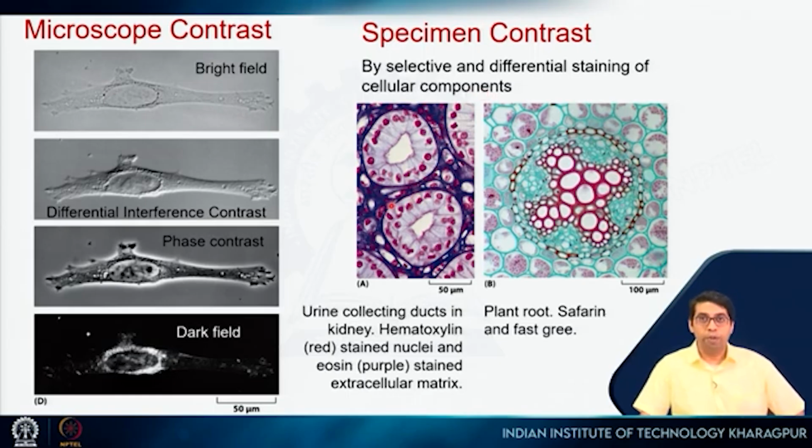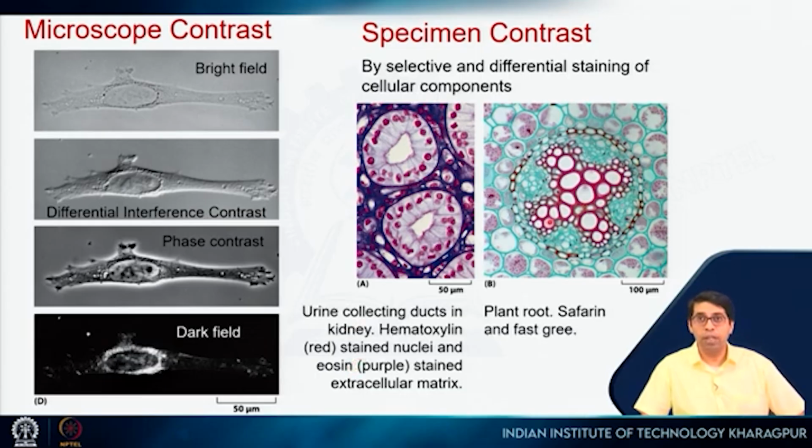microscope. For example, what you see here is the urine collecting ducts in kidney. All these cells you can sort of see from the outline, the cells are there. The nuclei are stained red using hematoxylin, which gives a red color, and then this extracellular matrix is colored purple by another dye, which is eosin. So, these are dyes which are very commonly used.